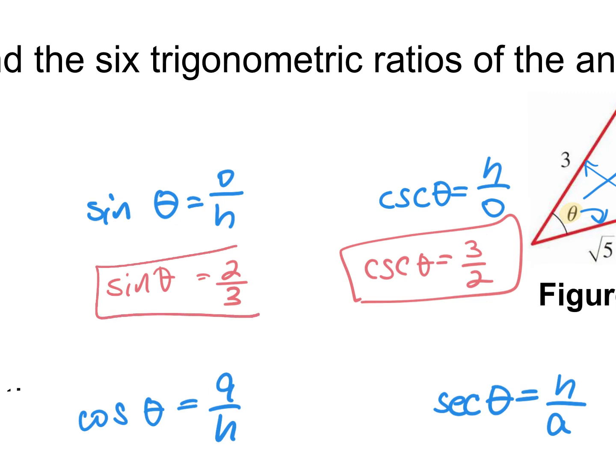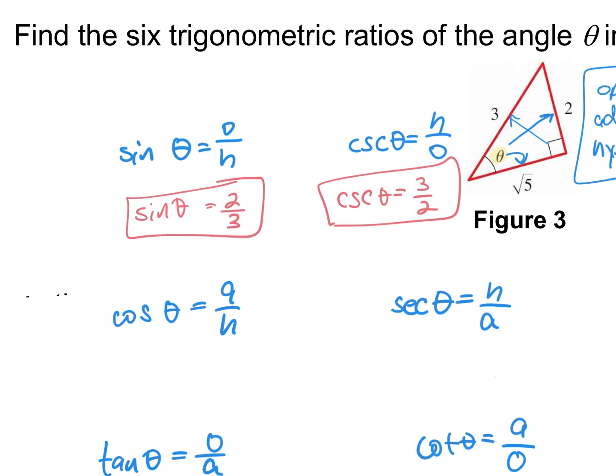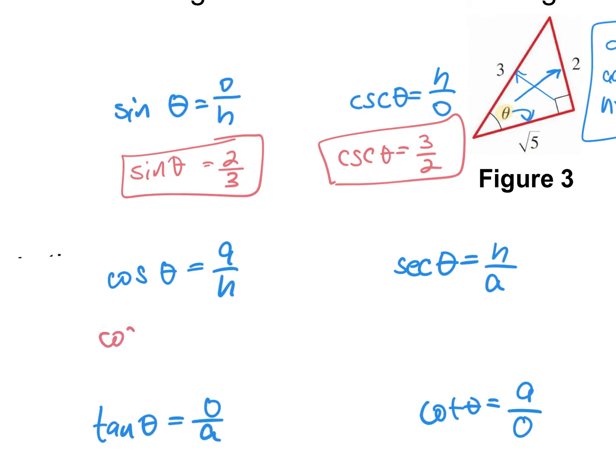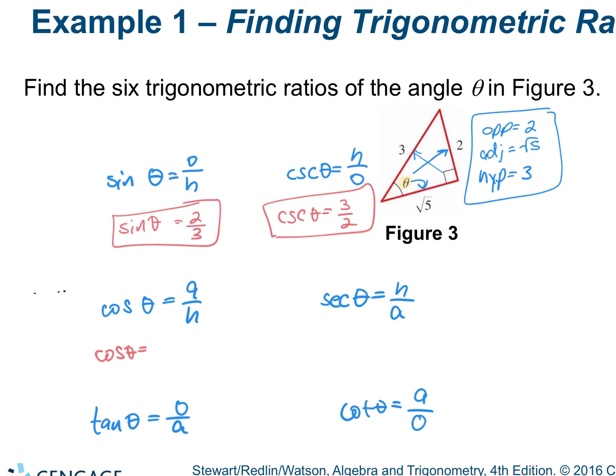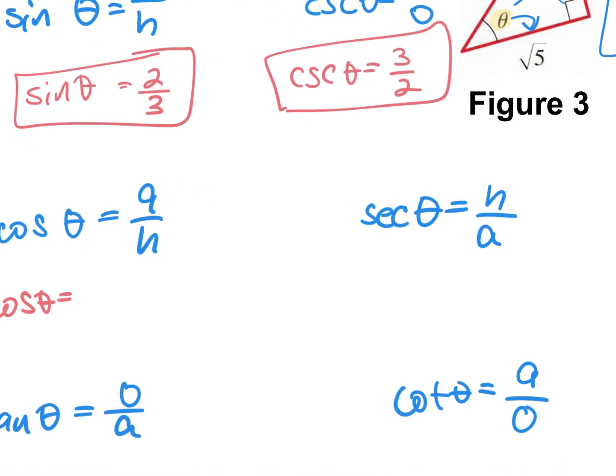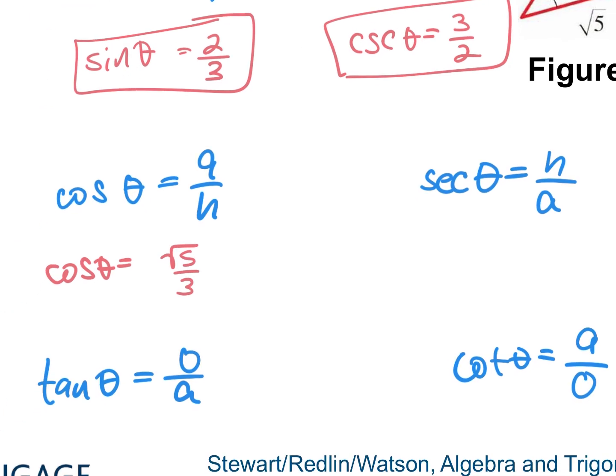Questions? Anybody? We're okay? All right, cosine is what over what? Adjacent over hypotenuse. So my adjacent side is the square root of 5 and the hypotenuse is 3. So it's the square root of 5 over 3. Can I simplify that at all? Nope. Okay.